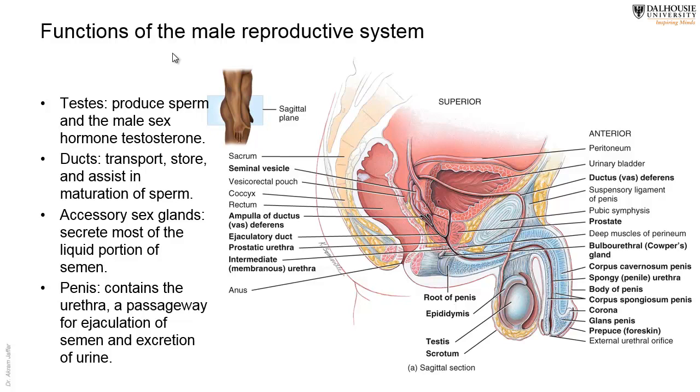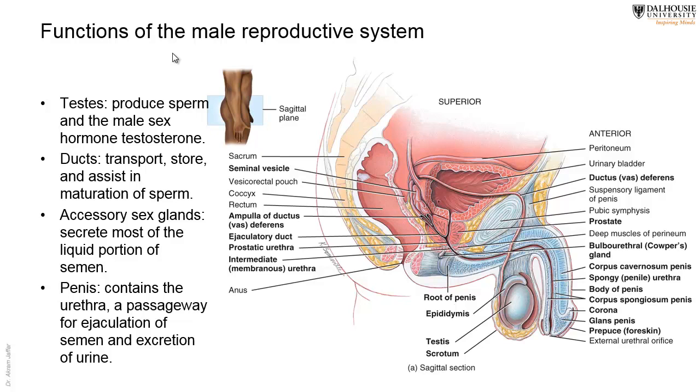And then we have the accessory sex glands, which produce most of the fluid of the semen. So the sperms are produced by the testis, but most of the fluid of the semen, actually 70% of it, is produced in the seminal vesicles, 25% is produced by the prostate, and then here we have the bulbourethral glands, which also contribute to that seminal fluid.